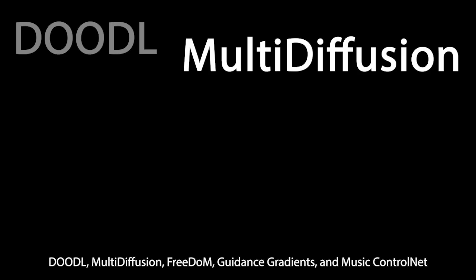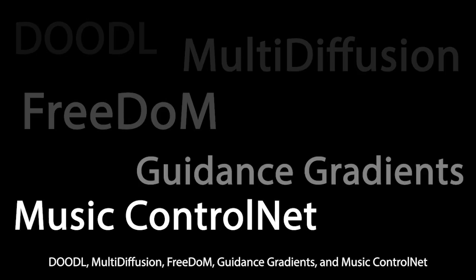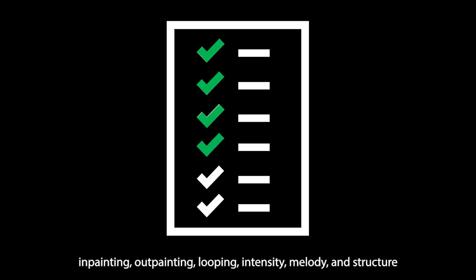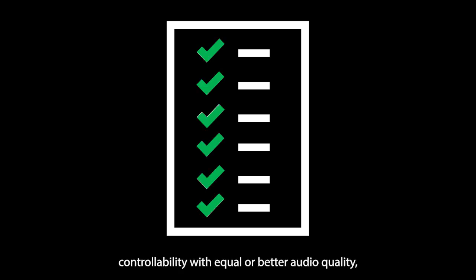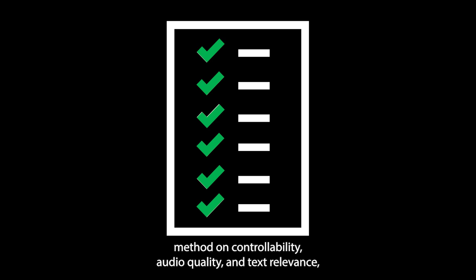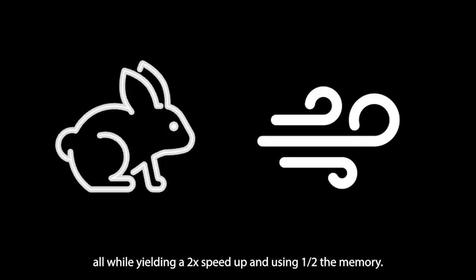While many comparable methods exist, such as Doodle, Multi-Diffusion, Freedom, Guidance Gradients, and Music ControlNet, we show how DITTO achieves near equal or best inpainting, outpainting, looping, intensity, melody, and structure controllability with equal or better audio quality, and outperforms Doodle, the most directly comparable optimization-based method, on controllability, audio quality, and text relevance, all while yielding a 2x speedup and using half the memory.